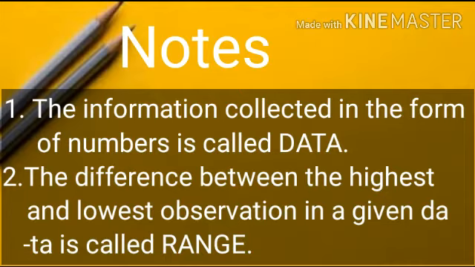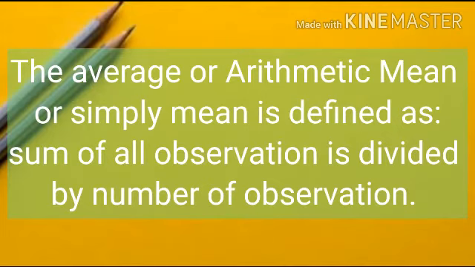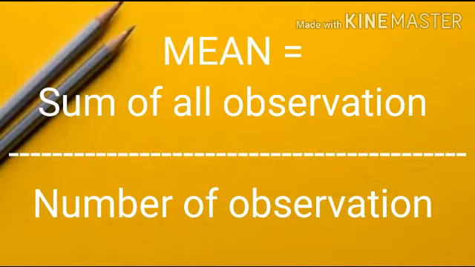First, the information collected in the form of numbers is called data. Second, the difference between the highest and lowest observation in a given data is called range. The average or arithmetic mean, or simply mean, is defined as the sum of all observations divided by the number of observations. Mean is equal to sum of all observations upon number of observations.